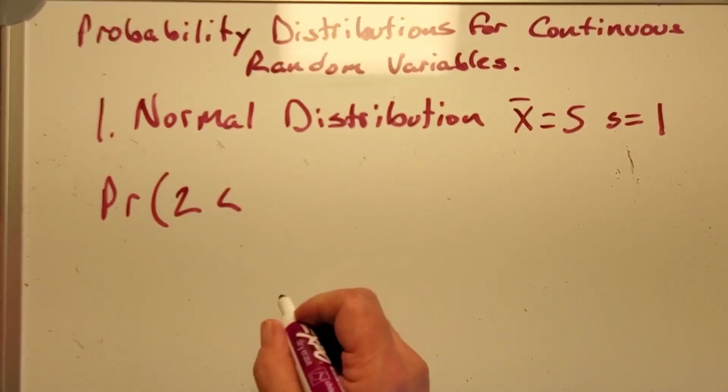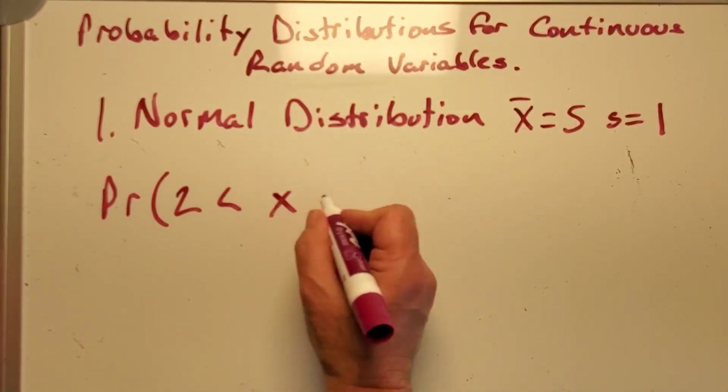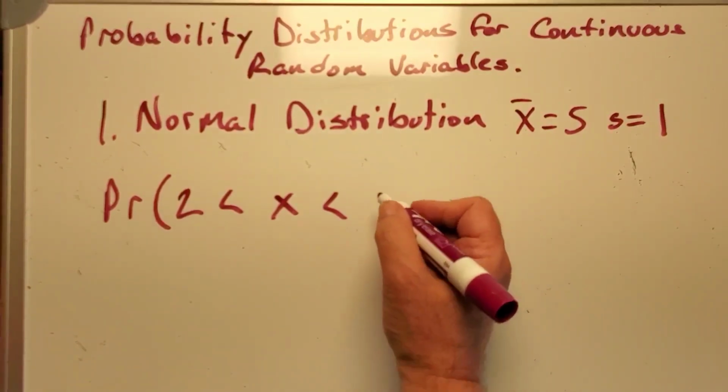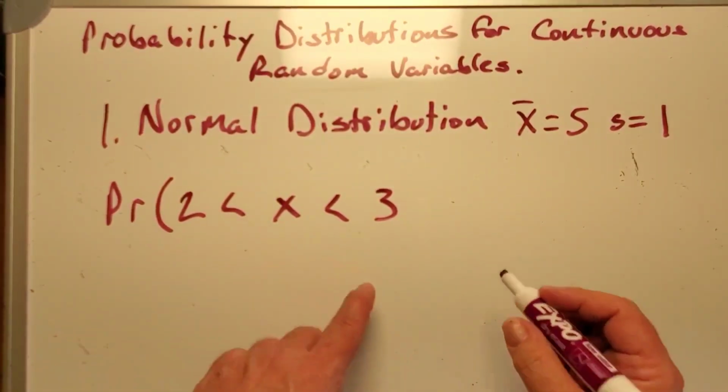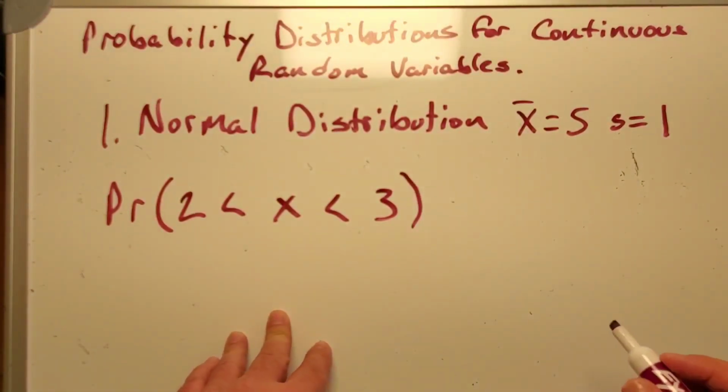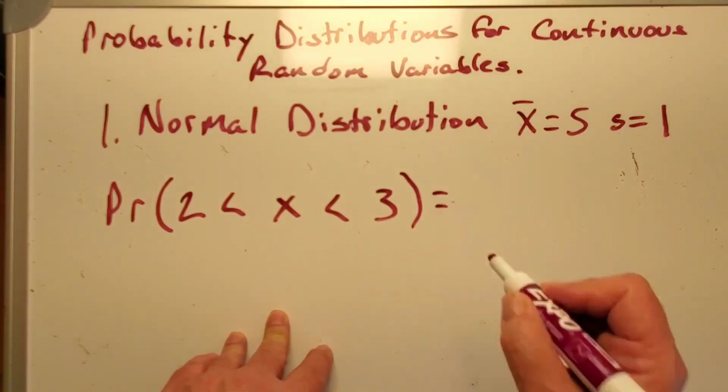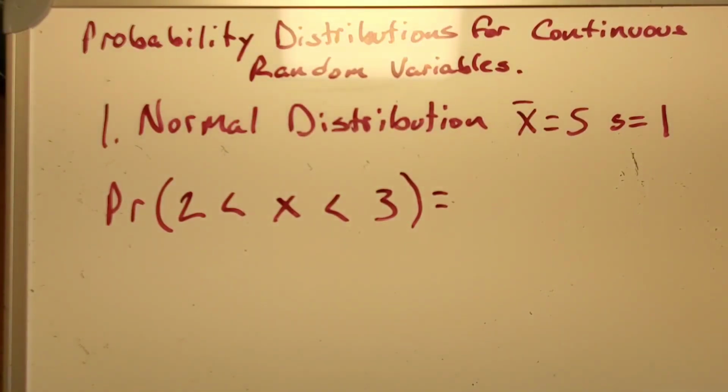What is the probability of randomly selecting an individual from this group whose birth weight is between 2 pounds and 3 pounds? Let's figure that out. Go ahead and pause the video. Do try it on your own. And then we'll come back and finish it.